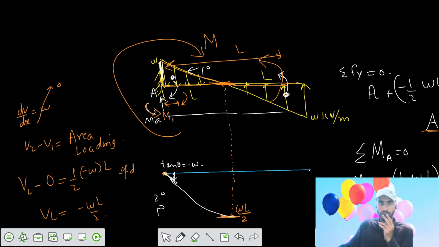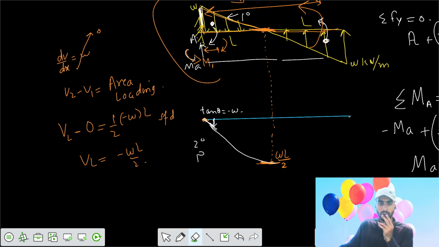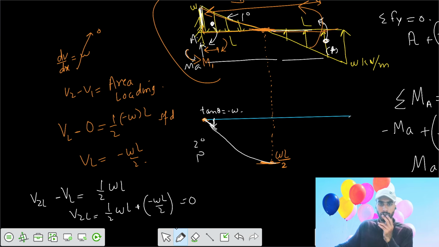Say the shear force at length 2L. We can say shear force at length 2L minus shear force at length L equals the area of the SFD. Since the loading is acting upwards, loading is below the line, it does not make any difference, but the loading is acting upwards, so your loading is positive. We can write the loading is positive WL. So we can write V2L equals 1 by 2 WL plus VL. VL is your minus WL by 2. So your final shear force becomes 0.